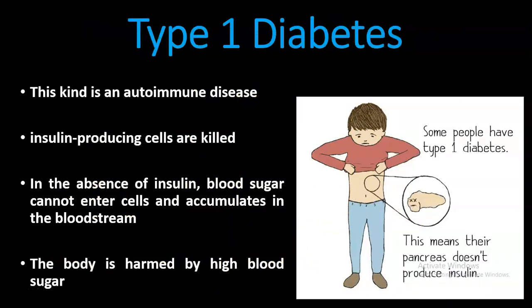This kind of diabetes is an autoimmune disease, which means your body unintentionally starts attacking itself. In this situation, your pancreas's insulin producing cells are killed. Your body's production of insulin is stopped by this reaction. Blood sugar can be used as fuel by your body cells with the aid of insulin. So in the absence of insulin, blood sugar cannot enter cells and accumulates in the bloodstream. The body is harmed by high blood sugar, which also contributes to many of the consequences and symptoms of diabetes.